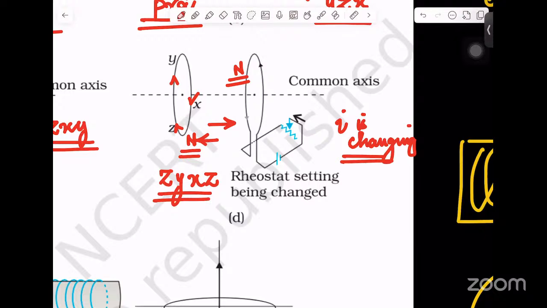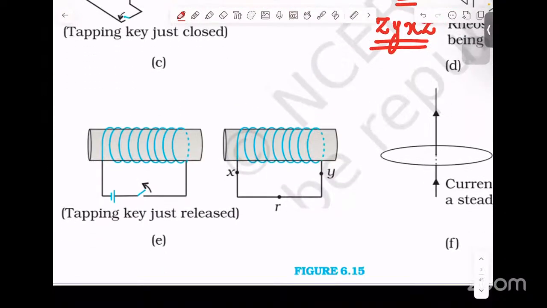So moving over to the fifth case. Okay, in the fifth case, here the tapping key is just released. Okay, so this is a break current, right? When the current is suddenly stopped. So if the current is suddenly stopped, the current initially was moving like this. Okay, current was moving like this.